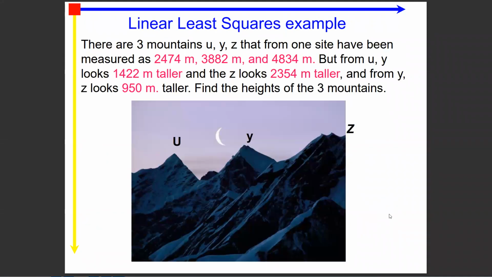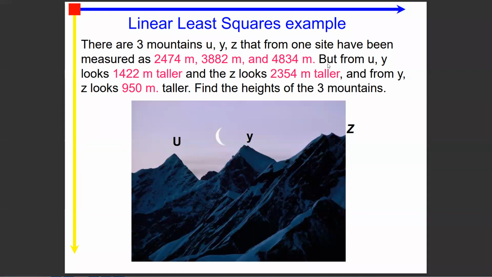Let's have a look at an example before we finish this lecture. Let's say we have three mountains, U, Y, and Z, and we measured the heights of those mountains using an optical instrument, like a laser beam or something. We measured from one location, and U is 2,474 meters, Y is 3,882 meters, and Z is 4,834 meters. So these are our measurements.